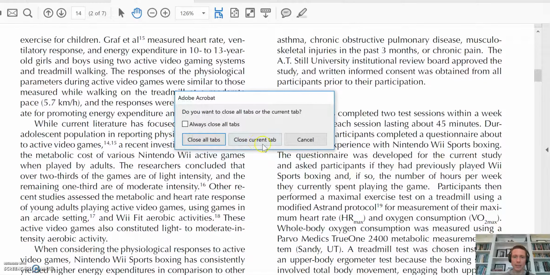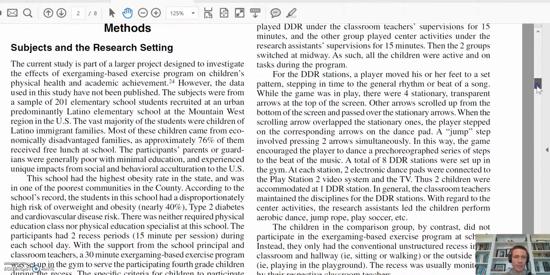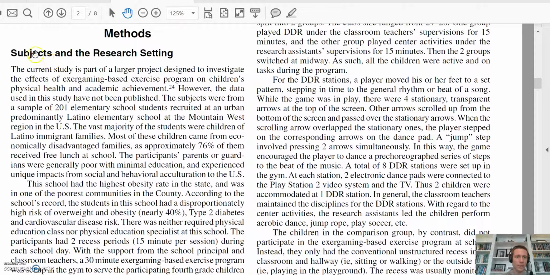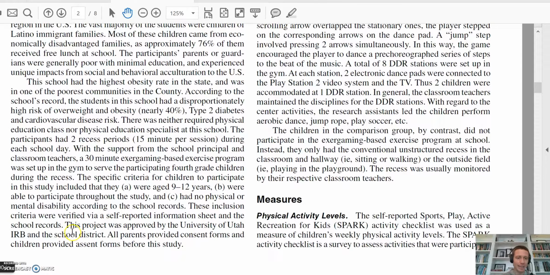All right, let's take a look at another study, and we're going to go up slightly. Here is the methods section, talking about the subjects in the research setting, and they talk about what part of the country, the socioeconomic status of these participants, and then the last sentence: this project was approved by the University of Utah IRB and the school district. All parents provided consent, and the children provided assent forms before this study.